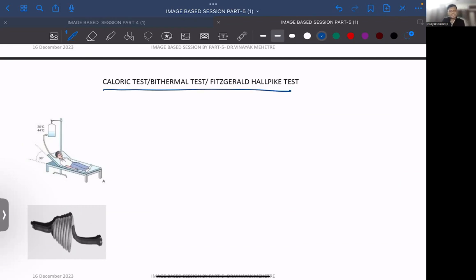Okay, what will we do? We will use water, either cold water or warm water. What we are going to do is syringe the canal. For how long will we leave the water inside? Anyone? For 40 seconds. Okay, 40 seconds. If the patient has nystagmus, that means a positive caloric test.